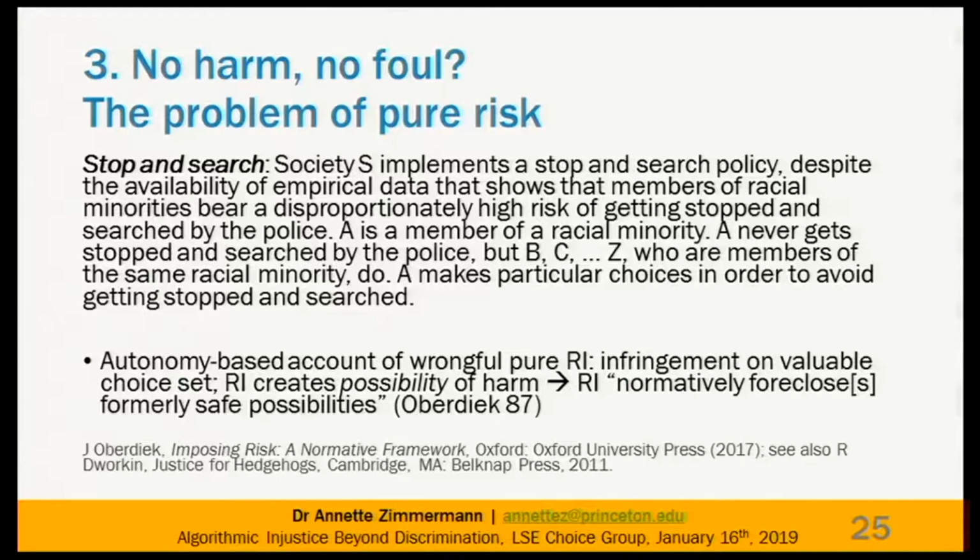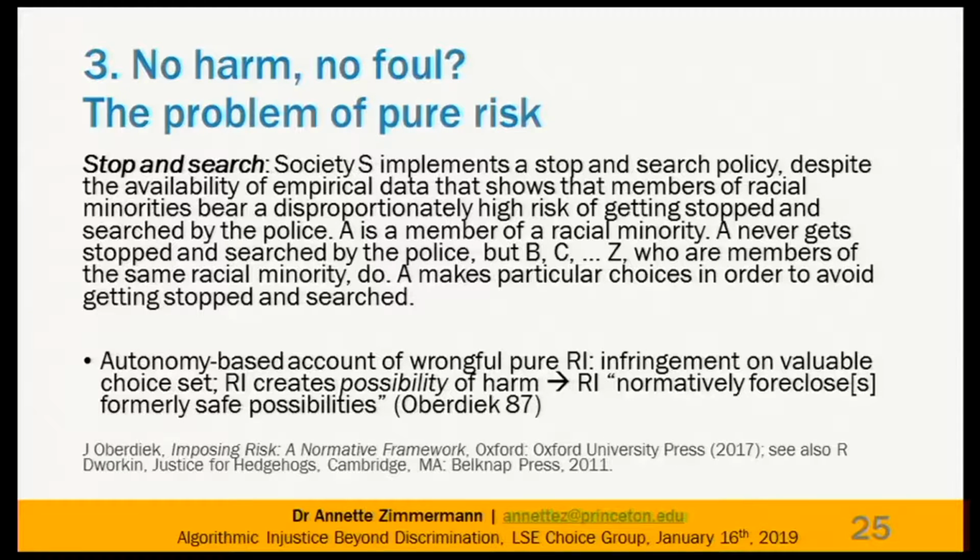So consider this case, just a standard stop and search case, right? I have this society that implements this policy, and then I have this member of the racial minority, A. Now, A never gets stopped and searched by the police, ever. But A knows that there are all of these other agents who are also members of this racial minority, and they do get stopped and searched. So what follows for A? A might be making really different decisions than A would have otherwise made to avoid this adverse consequence of being subject to the privacy infringements and the dignity infringements of being stopped and searched by law enforcement.